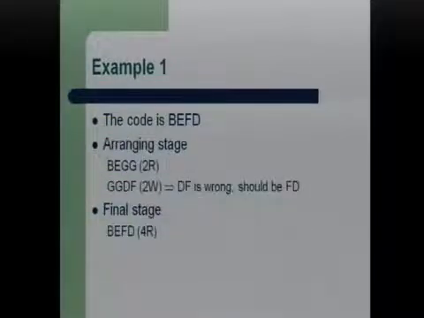So, in the arranging stage, we want to find out this ordering. The 2 white indicators here tell us that the order DF is wrong. So we know that the ordering in Group N should be FD instead. Now we get the final answer, BEFD.